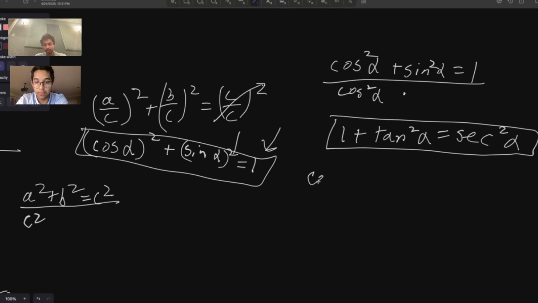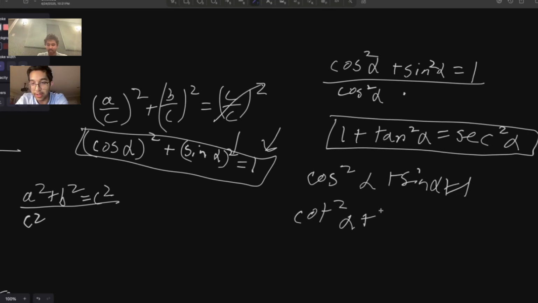Mm-hmm. Now we can use this. Now, what happens if we divide by sine squared alpha? We would get cotangent squared alpha. Yes. Plus, it would be plus 1, right? Because we're dividing it all by sine squared alpha. Cosine squared alpha plus sine squared alpha equals 1, all divided by sine squared alpha. Yeah, that makes sense. And that would equal cosecant squared of alpha.